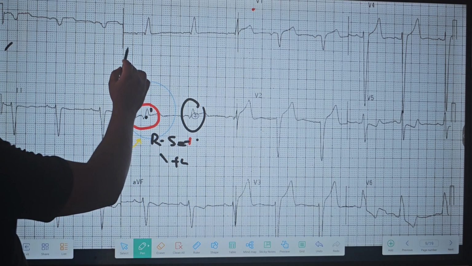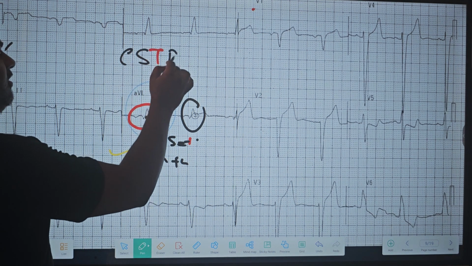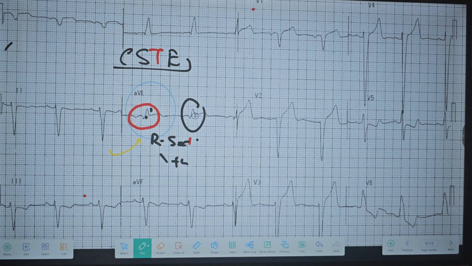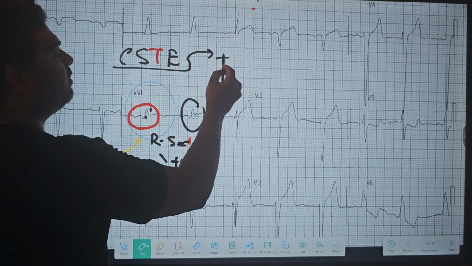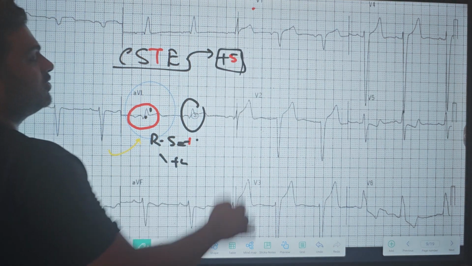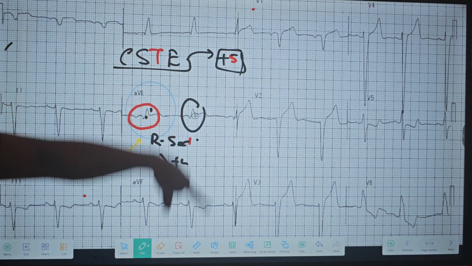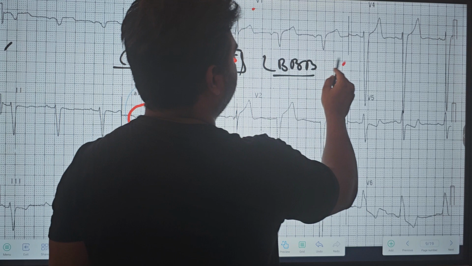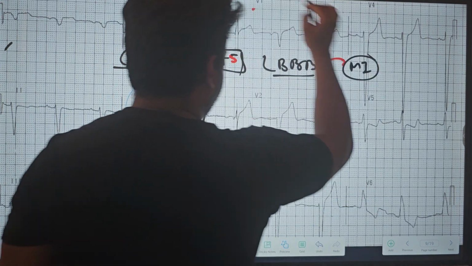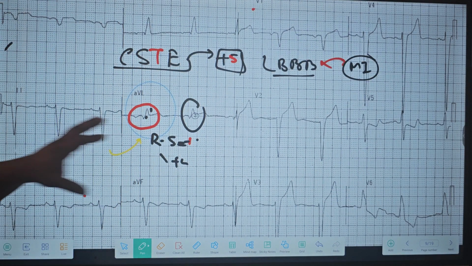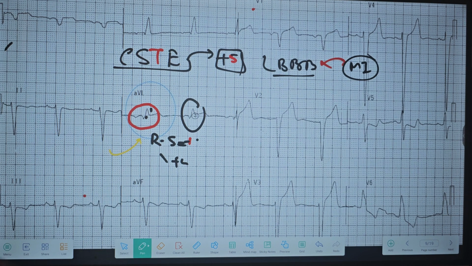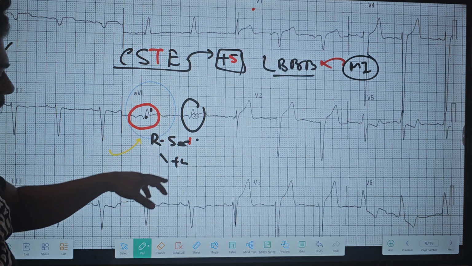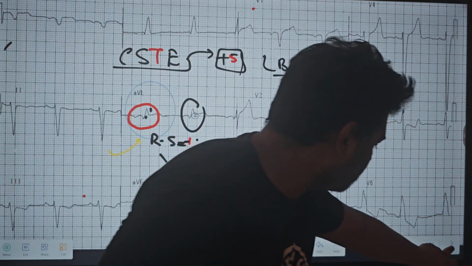So this is known as concordant ST elevation, and the presence of concordant ST elevation gives how many points? Plus 5 points. That means this left bundle branch block is possibly because of the MI. So this is how you apply the Sgarbossa criteria. It may be difficult initially, but you have to understand.